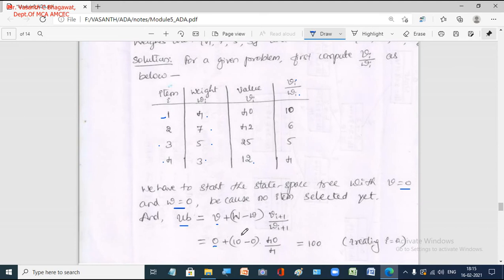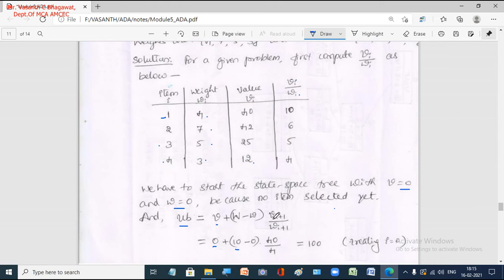What is the maximum capacity of this knapsack? It is 10 minus small w. What is the weight here? Since you have not selected any item, the weight is 0, minus 0 multiplied by V of I plus 1. Since you have not selected any item, what will be the value of I now? Here I will be equal to 0. So V of I is 0 now.